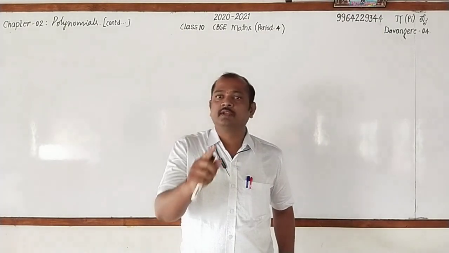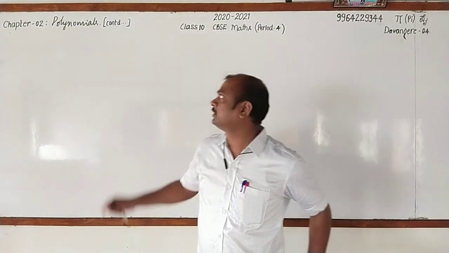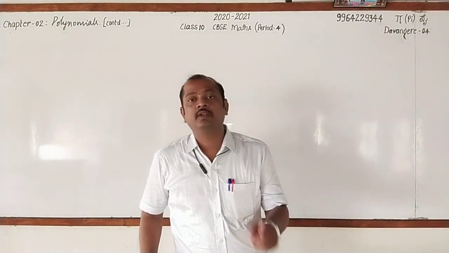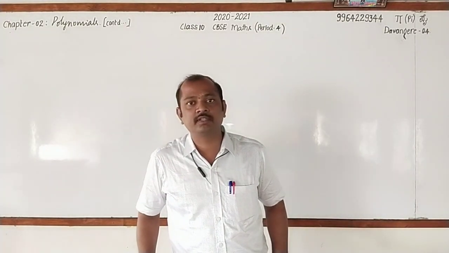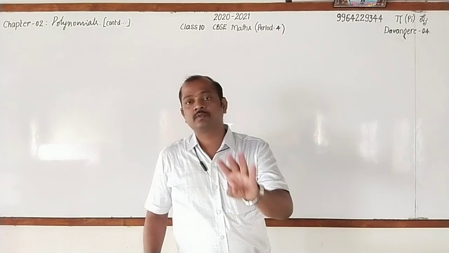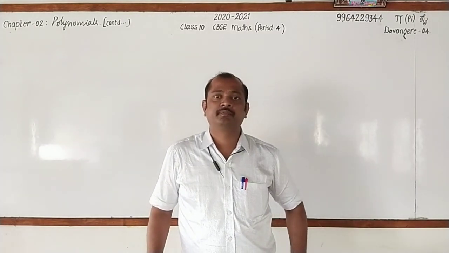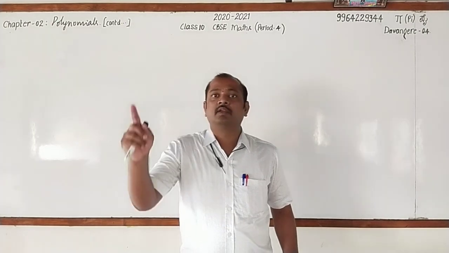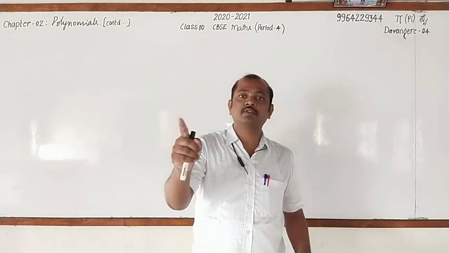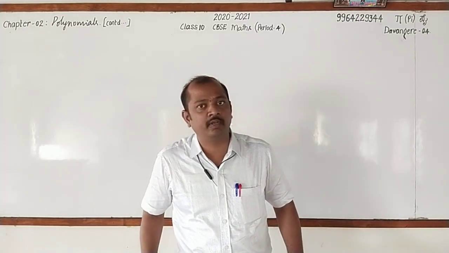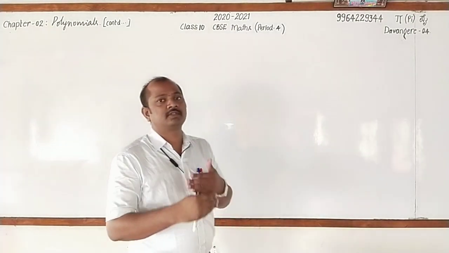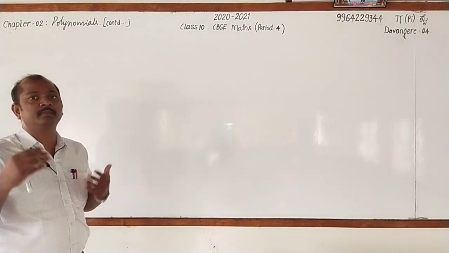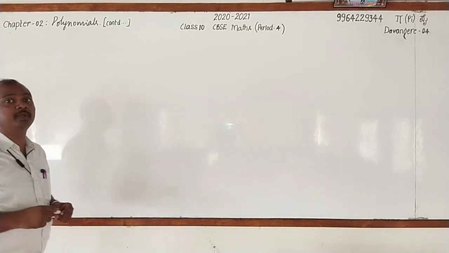Dear students, in the last class we were discussing the chapter Polynomials, right? Now let's continue this, and do remember this is the fourth period of this chapter. And yesterday we learned the concept, that is the relationship between zeros and coefficients of a polynomial, right? In that it may be the linear polynomial, quadratic or cubic polynomial.